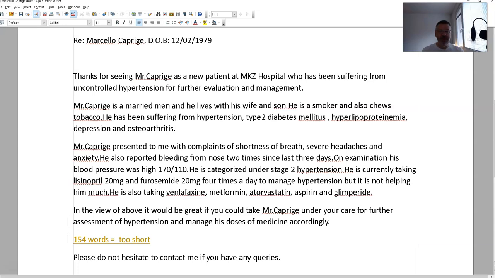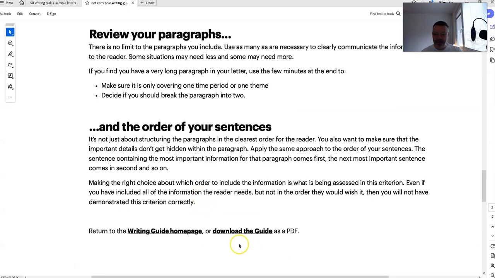Now, because we don't know the title of the doctor, presumably something to do with hypertension or blood pressure, I don't really know what you would call that, but still, right, order of importance, to go back to the criteria. Is the most important information that you want me to know about this patient that he is married and he's got a wife and kids? Is that the most important information? So, like it says, right, order of importance.